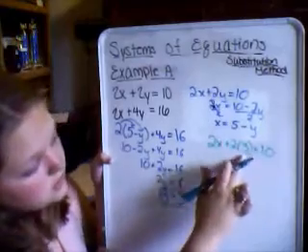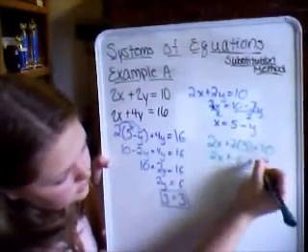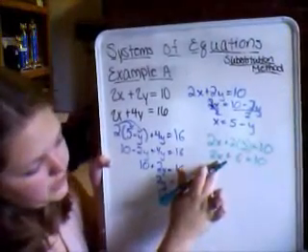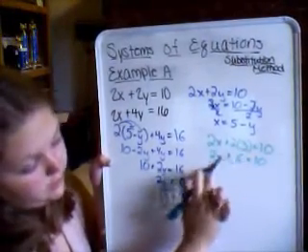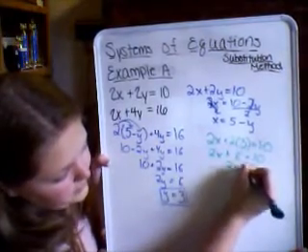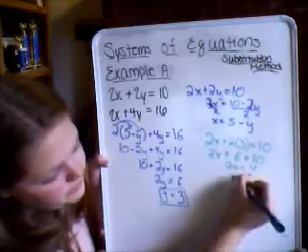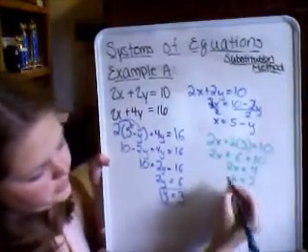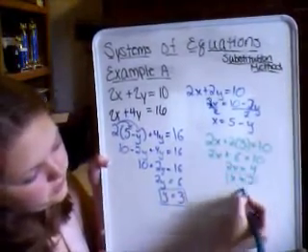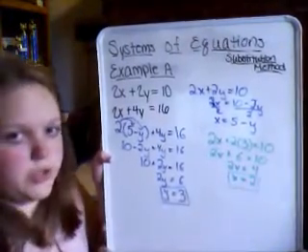So then 2x plus 6 equals 10. And then you're just trying to isolate the x again to solve for x. So you're going to subtract the 6, and 10 minus 6 equals 4. And then when you divide by 2, x is going to end up equaling 2. So your answer for this system is x equals 2 and y equals 3.